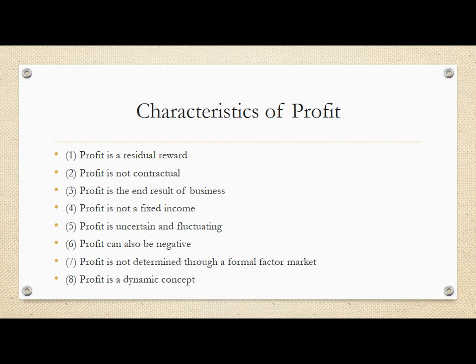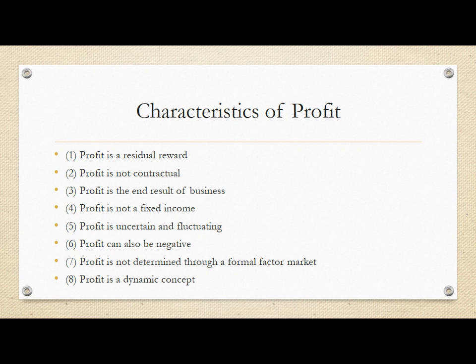So, in symbolic terms, we can say that profit equals total revenue minus total cost. This is the simple mathematical expression you can write for profit. So what are the various characteristics of profit? Profit is the earning of an entrepreneur or a business firm. It differs from other rewards such as rent, wages or interest. The following characteristics can be written, and I will just explain them.